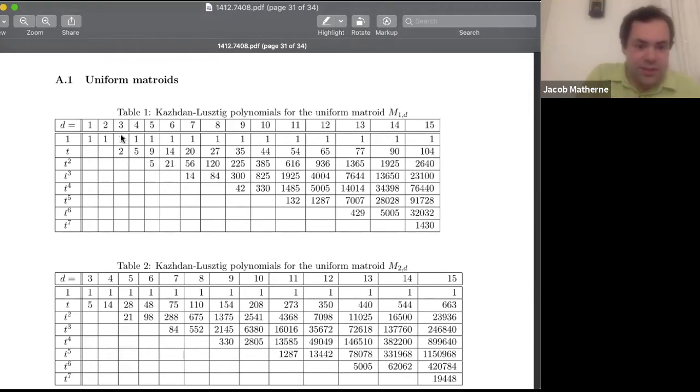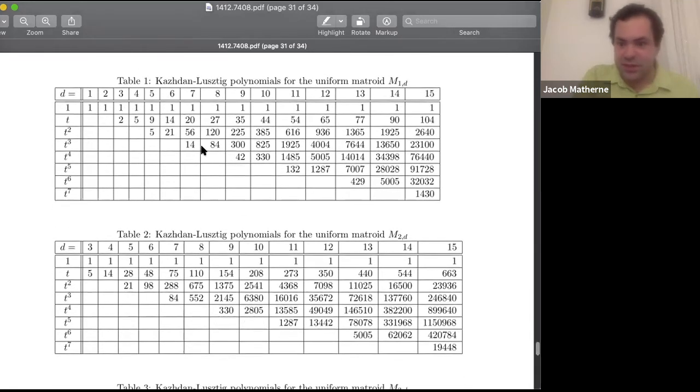So the way you should read this table is that this is the value of d along this row, and the polynomials are read vertically. So if d is 1, if the rank is 1, the polynomial is 1, 1. If the rank is 3, it's 1 plus 2t, 1 plus 5t, 1 plus 9t plus 5t squared, and so on. So maybe I can ask for observations in the last minute. What do you notice about these polynomials reading vertically along the columns? Anything?